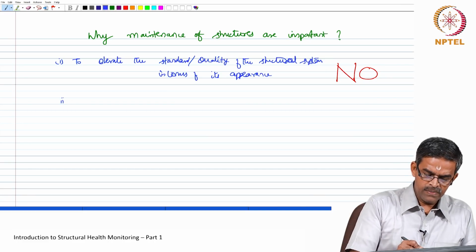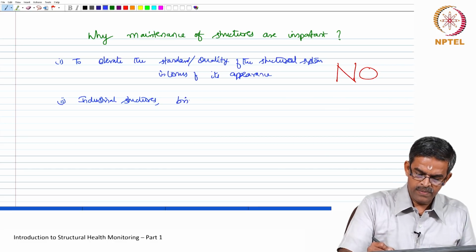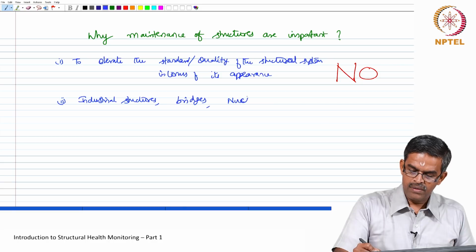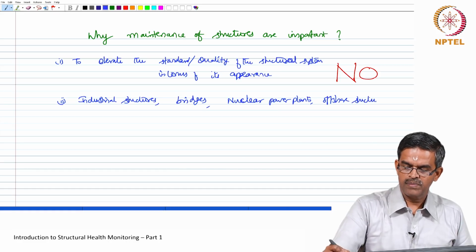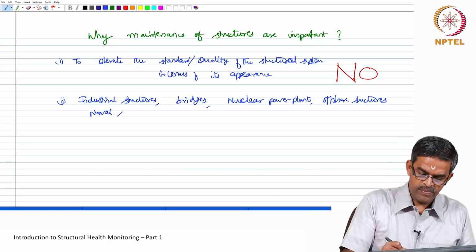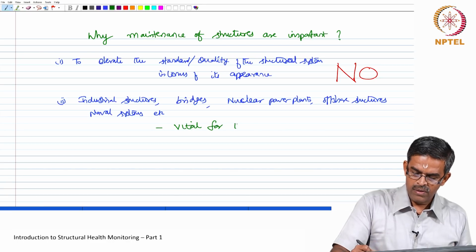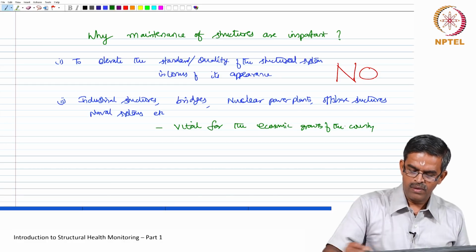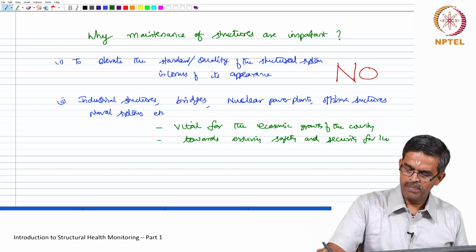If we talk about industrial structures, bridges, buildings of strategic importance like nuclear power plants, offshore structures, naval systems, etc. The foremost issue is they are vital for the economic growth of the country. They are also important towards ensuring safety and security for the public life.